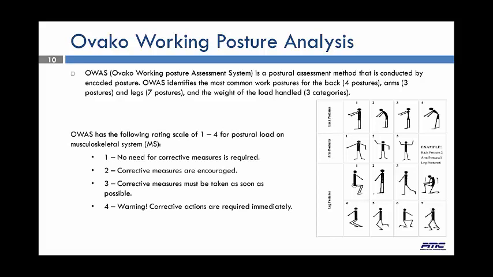OWAS has the following rating scale of 1 to 4 for postural load on the musculoskeletal system. 1 is the first rating: there's no need for corrective measures at all. 2, corrective measures are encouraged. Not really necessary, but they're encouraged, so you really want to look at it. 3, corrective measures must be taken as soon as possible.